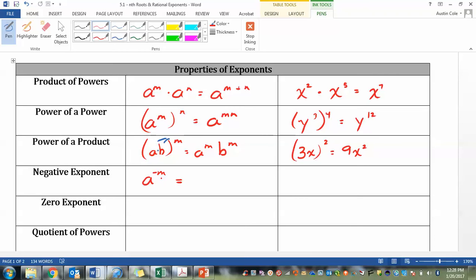We don't like negative exponents. We want to get rid of them. And here's how we do that. This essentially, guys, as a fraction is over 1. Okay? So to get rid of negative exponents, we're going to take the reciprocal of it. Or essentially, if it's in the numerator, take it to the denominator. If it's in the denominator, take it to the numerator. So here, this would be 1 over A to the M.